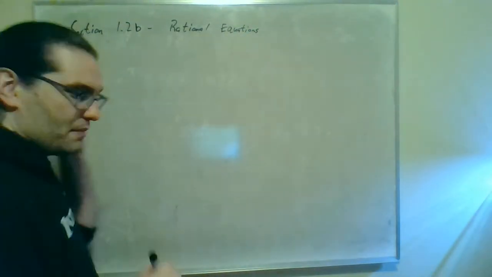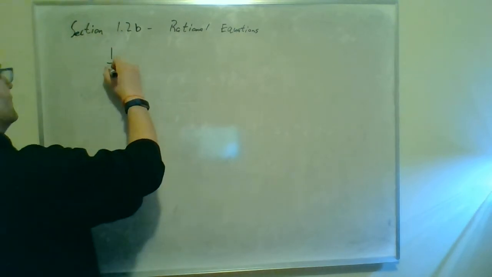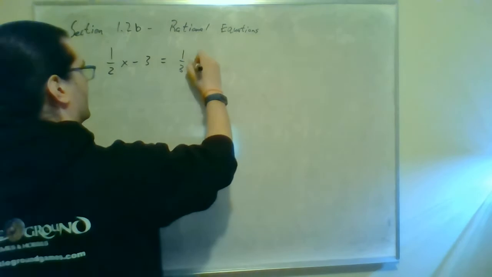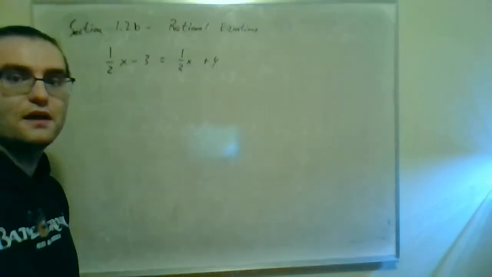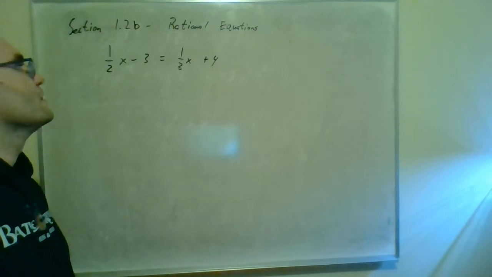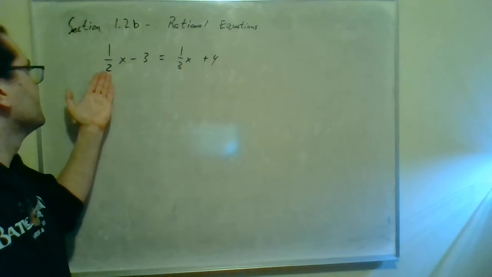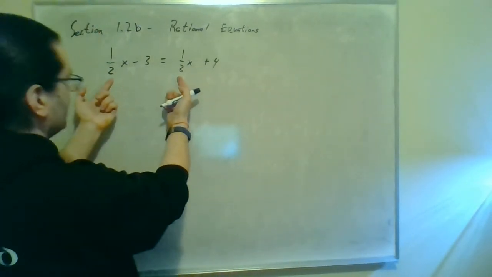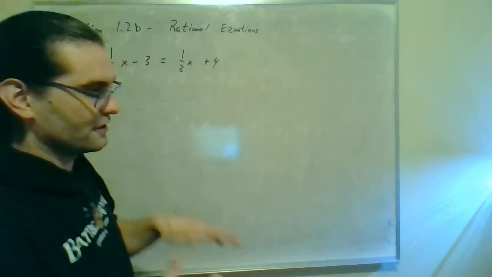One of the kinds of problems we looked at in 1.2a was problems like 1/2 x minus 3 equals 1/3 x plus 4. This is a linear equation because it has x's to the first power, it has coefficients that happen to be fractions, and it's got constants, and that's all fine. That makes this a linear equation.